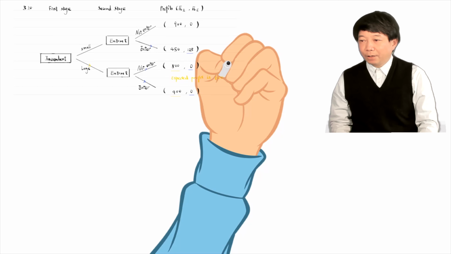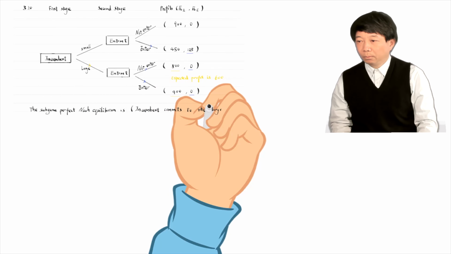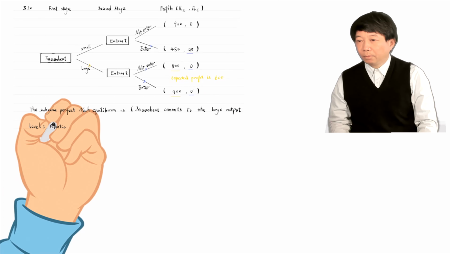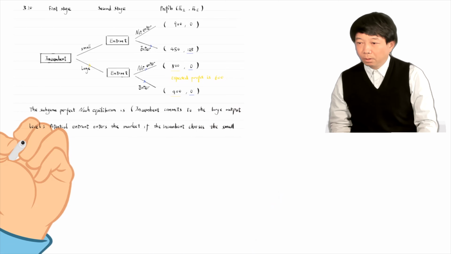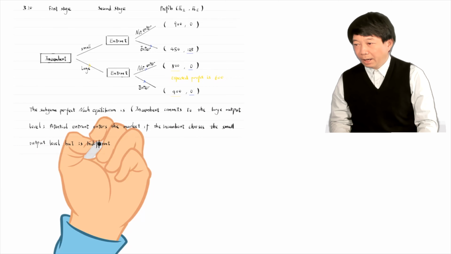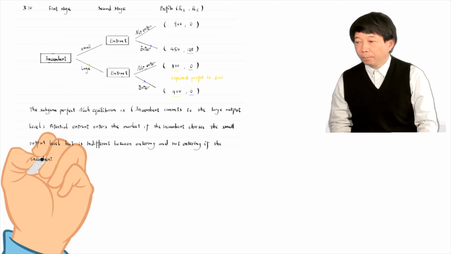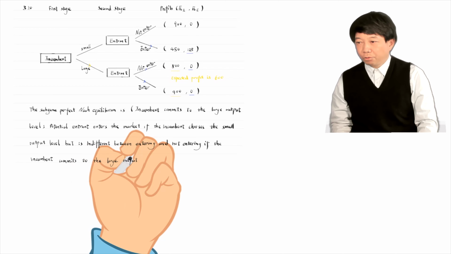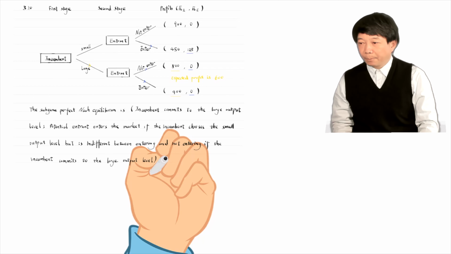The subgame perfect Nash equilibrium is that the incumbent commits to the large output level. The potential entrant enters the market if the incumbent chooses the small output level, but is indifferent between entering and not entering if the incumbent commits to the large output level. Remember that the strategy is a plan that specifies a full set of actions conditional on its rival's actions. The potential entrant's strategy in the second stage should be stated as above.